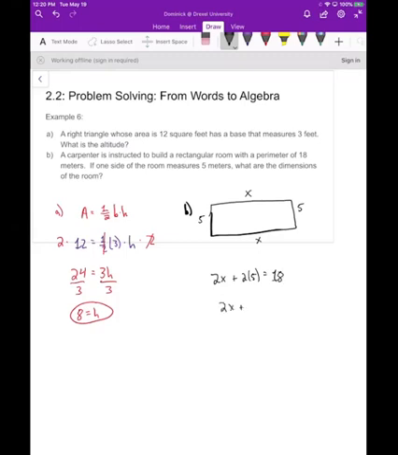So I get 2x plus 10 is equal to 18. So once I subtract, I get 2x is equal to 8. Dividing both sides by 2 would give me that x is equal to 4. All right, so in this case, the room is 4 meters by 5 meters.